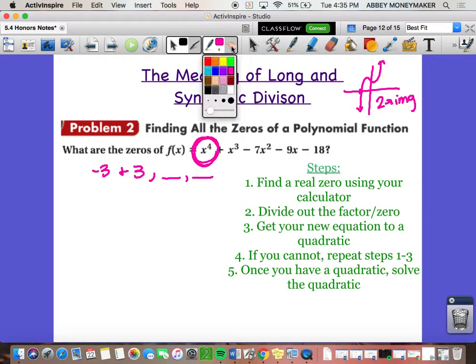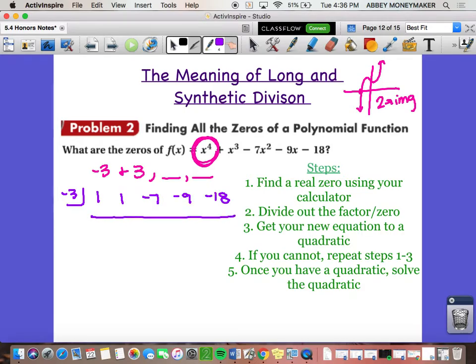So I'm going to take one of the solutions. It doesn't matter. I'll just take the negative 3 one first. All right, and I'm going to do synthetic division. So I have 1, 1, negative 7, negative 9, negative 18. And I draw my line. So bring the first one straight down. Negative 3 times 1 gives me negative 3. Add down, negative 2. Negative 3 times negative 2 gives me positive 6. I'm going to add down. That gives me negative 1, and I add down. That gives me negative 6, and I add down. Now, obviously, I should get a remainder of 0 because we saw that negative 3 was a solution.